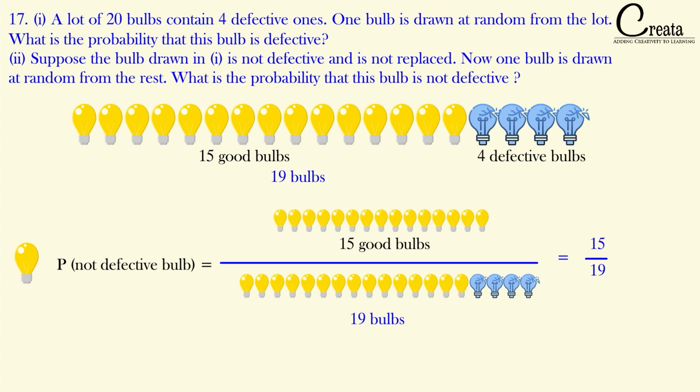Just try to understand what the question framer is asking in the question. You have to focus on the wording of the question. Whether not is used, good bulb is used, defective bulb is used, one bulb is drawn or not. All these cases play a very important role in deciding the numbers in the formula.